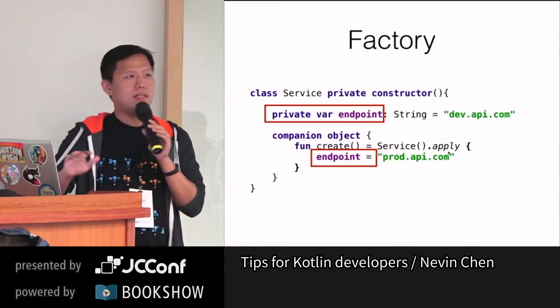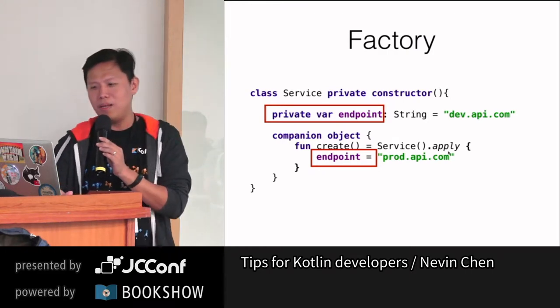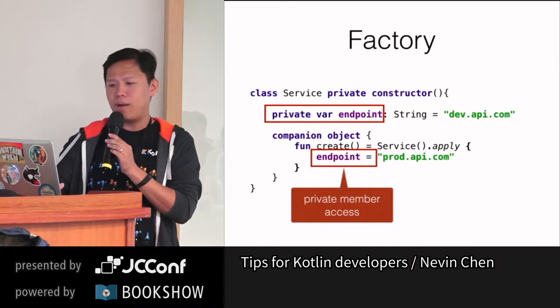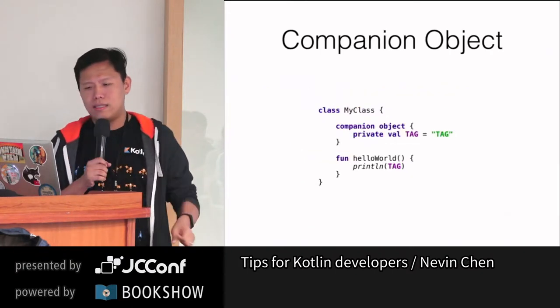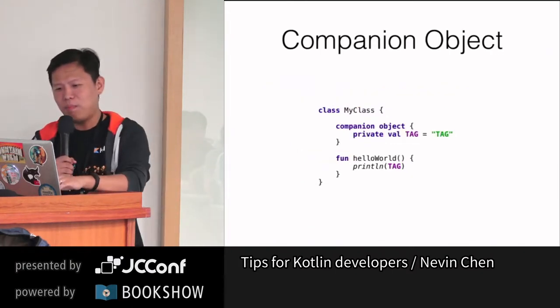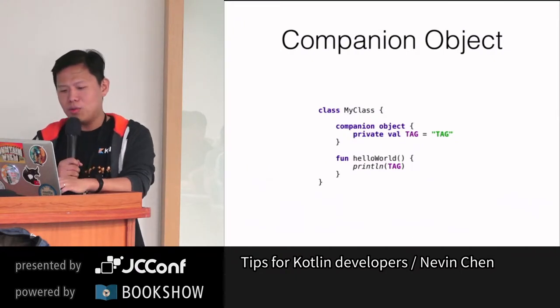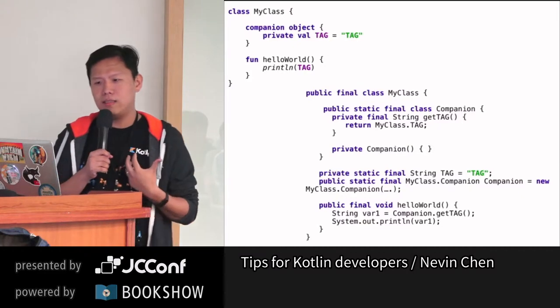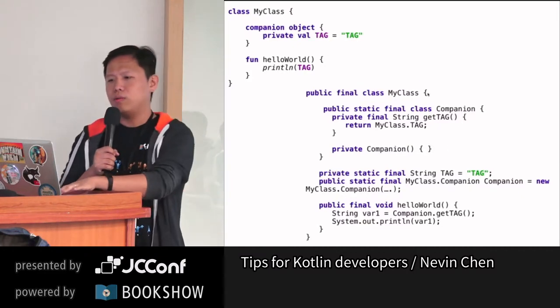The apply here, you can skip it. I will spend a little bit of time on that. It's very interesting, so you can have the private member access. Okay, this is the last section about companion objects. Now we're going to see some bytecode. This is a companion object that is under my class and has a private field called tag.